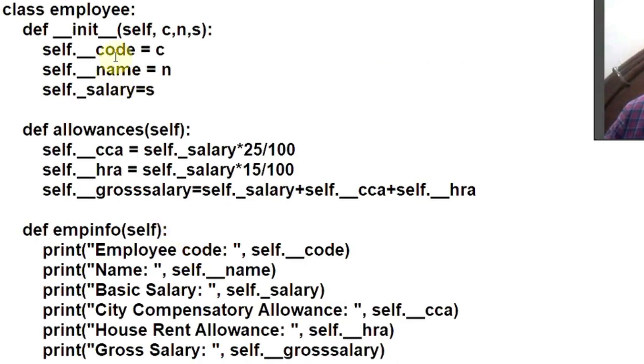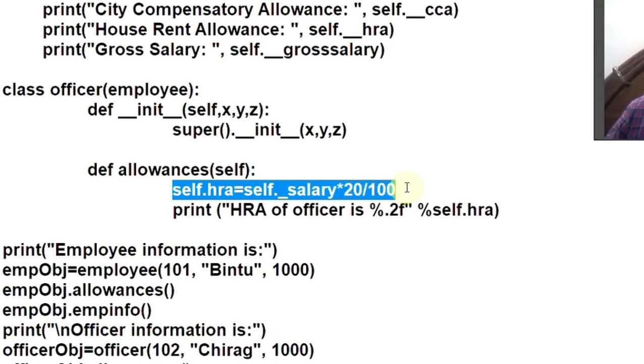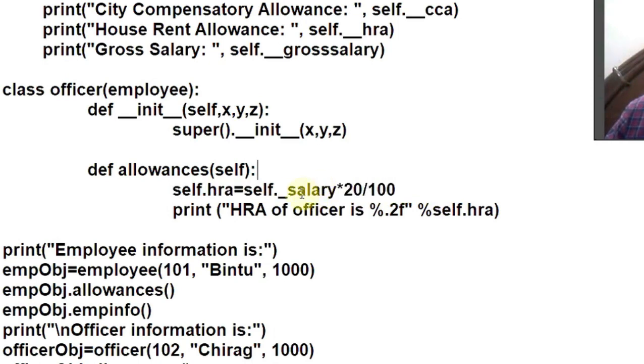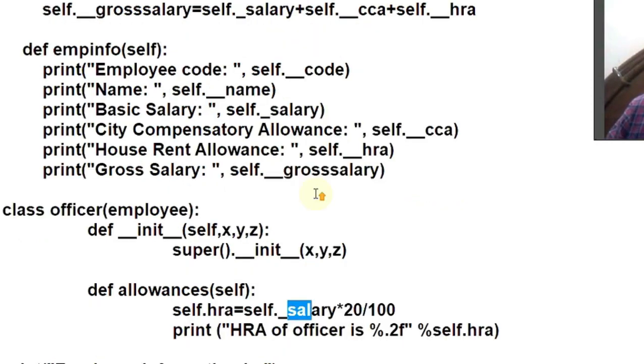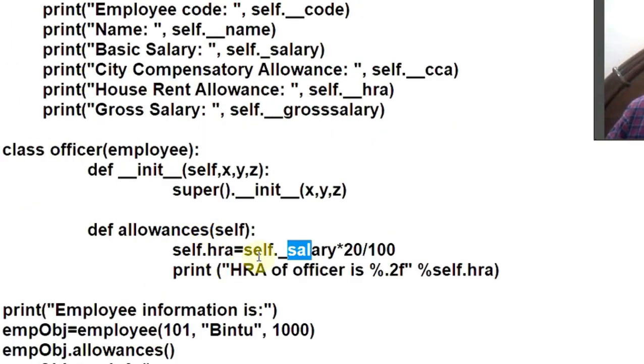See, this employee class has two private attributes, code and name, right? But it has a protected attribute, salary. So this salary can be accessed in the body of the employee class, and it can also be accessed in the officer class because it is inheriting it. Here you are calculating HRA and making use of the protected attribute. If there are two underscores, you will get an error over here, because by using two underscores it would have become a private attribute and it cannot be accessed even in the inheriting class.